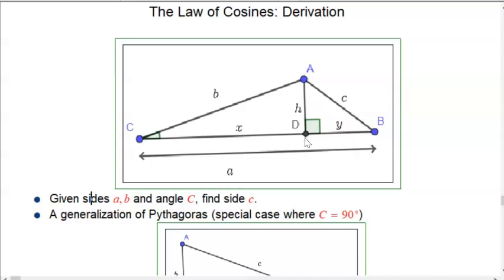Now, of course, I've also drawn what we usually do for a multi-step trig problem. I've dropped an altitude from A to side A, and we know from doing these problems that it's really useful to find x and find y.